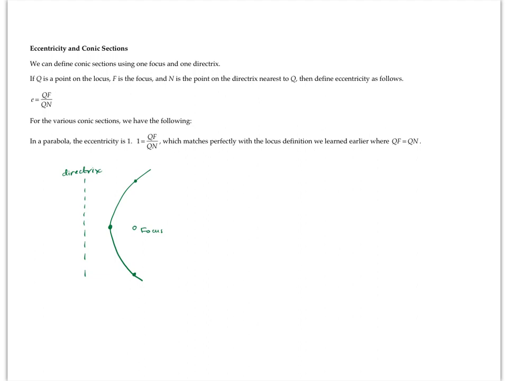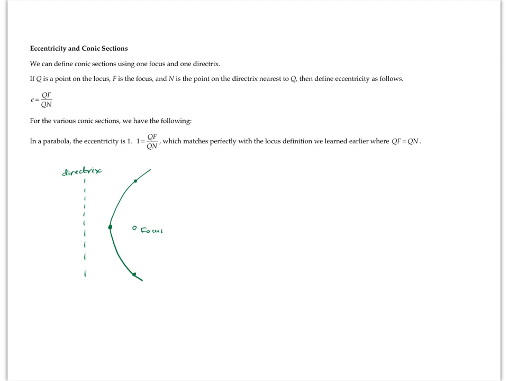And then we're going to say that if Q is some point on the locus definition, and if F is the focus, and N is that point on the directrix that's nearest to Q, just like we did when we were defining a parabola, then the eccentricity is the ratio between QF and QN. So QF is the distance from any point to the focus, and QN is the distance from that point to the directrix. And that ratio is going to be called eccentricity.